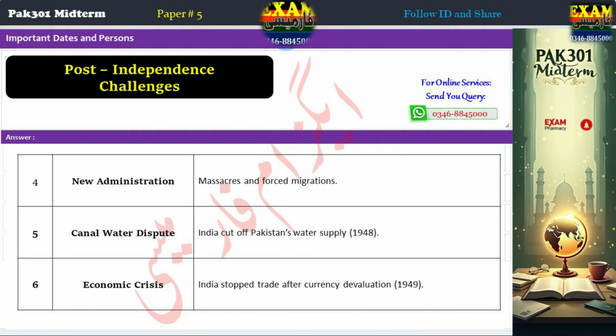4. Communal riots and refugees: massacres and forced migrations. 5. Canal water dispute: India cut off Pakistan's water supply, 1948. 6. Economic crisis: India stopped trade after currency devaluation, 1949.